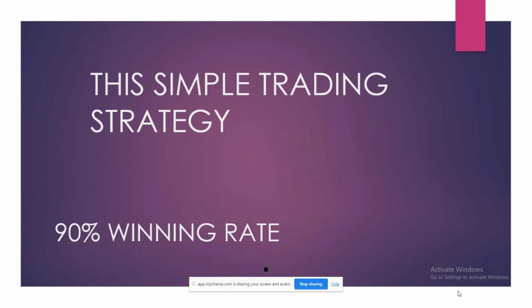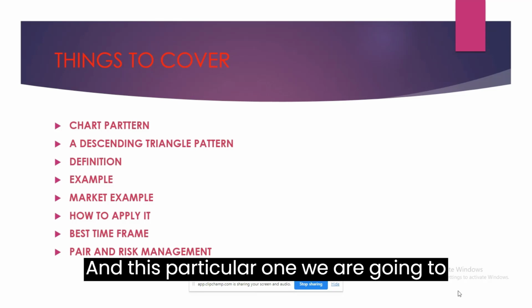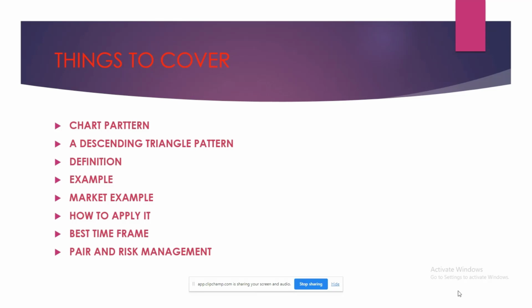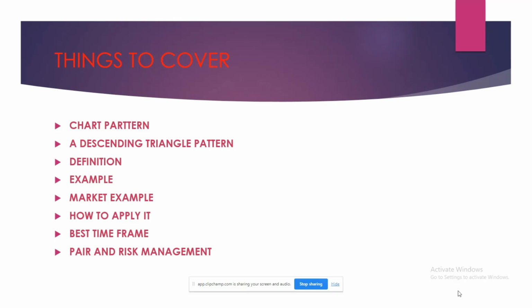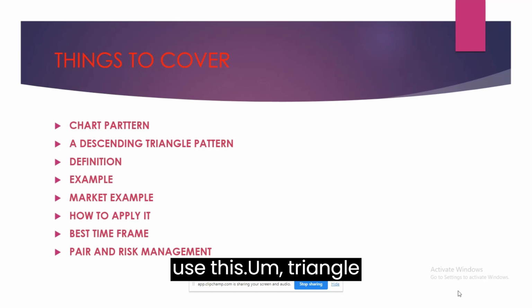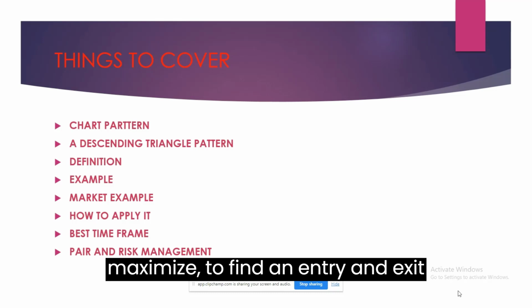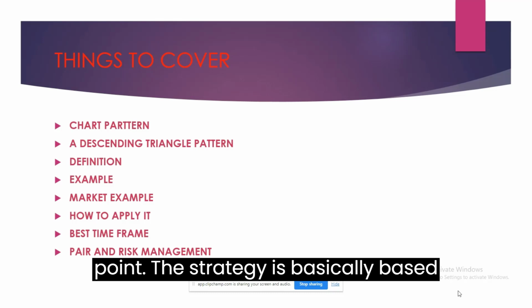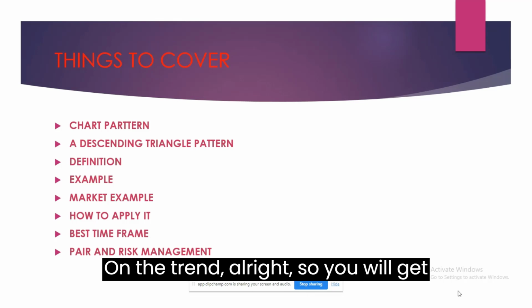We're going to cover some things that will help you to achieve your goal in forex trading. Some of the things we're going to cover is chart pattern. This strategy is based on chart pattern, and the particular one we are going to discuss is the descending triangle pattern, how you can use this triangle pattern to trade, to maximize, to find an entry and exit point. The strategy is specifically based on how you can find an entry on a trend.